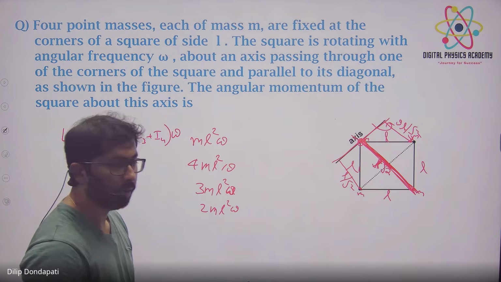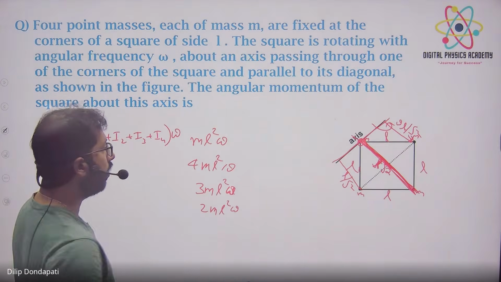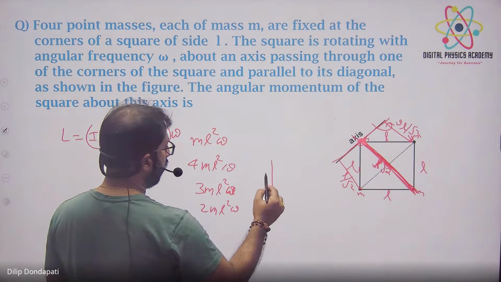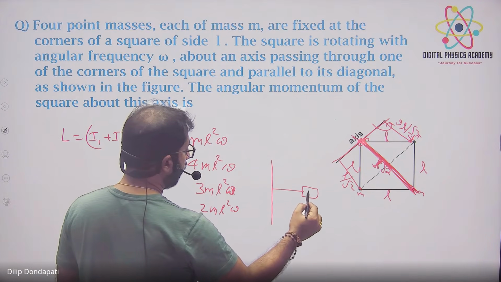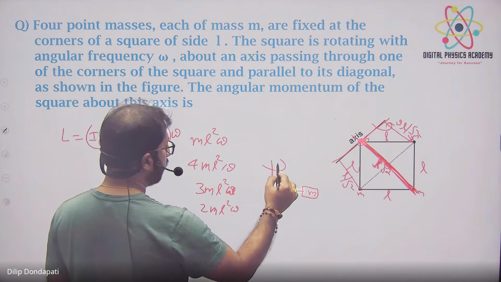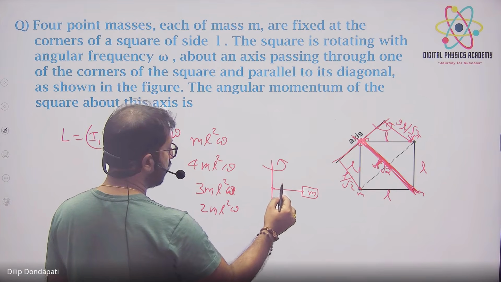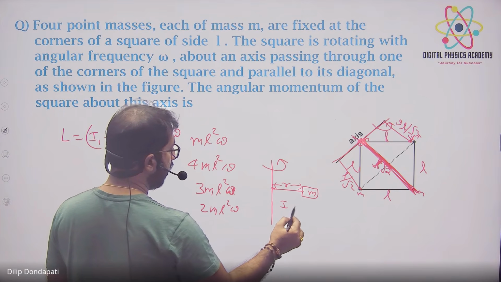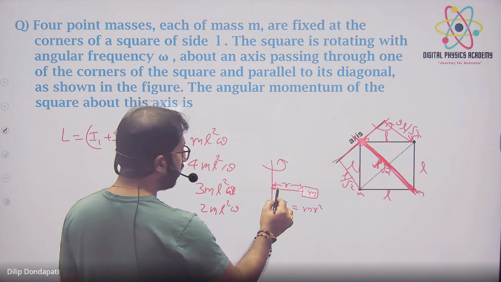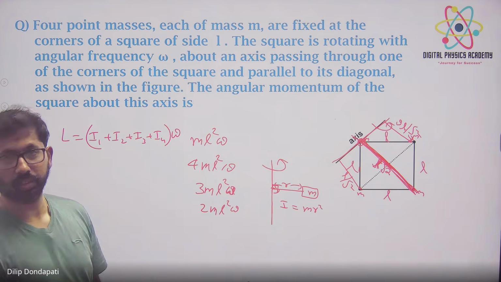3 m L square omega. See, whenever you know about this one particle is rotating about this axis, moment of inertia about this axis कितना होगा? m r square. Perpendicular distance मालूम होता, again parallel axis theorem की जरूरत नहीं है.